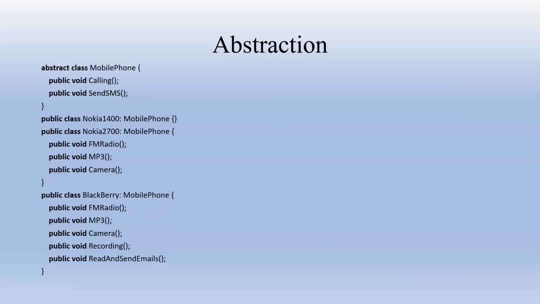Now we have three child classes: Nokia 1400, Nokia 2700, and BlackBerry. The first child class, Nokia 1400, is inheriting this mobile phone. So both these methods, calling and send SMS, will be available to the Nokia 1400 class, and it can override this functionality or implement the logic as it wants. Then we are inheriting the mobile phone class into the second child class, which is Nokia 2700.